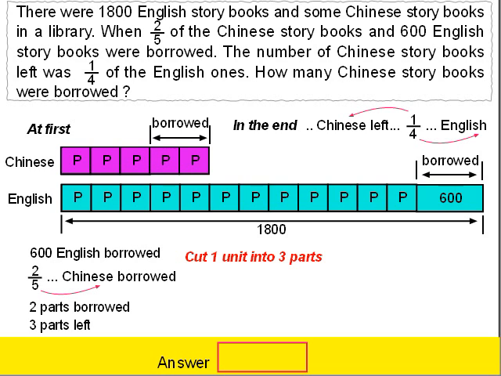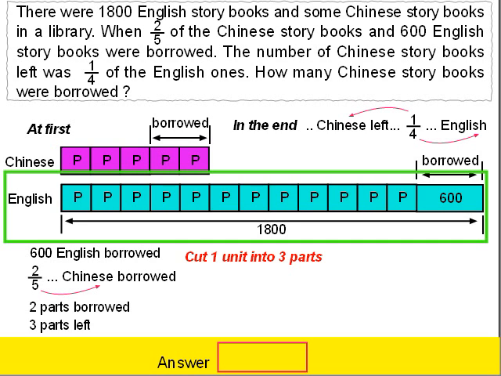Looking at this model here, to complete a model, 2 parts have been borrowed. Now looking at this part of the model, straight away by comparing, we will know that 12 parts is equivalent to 1,800 minus 600, which is 1,200. That is for 12 parts. Hence, 1 part will be 1,200 divided by 12, which is equal to 100.